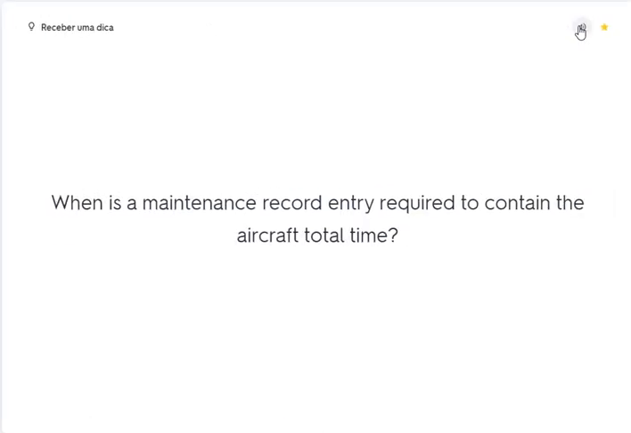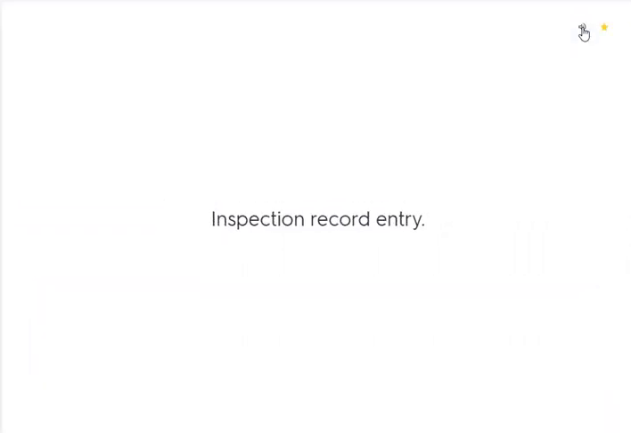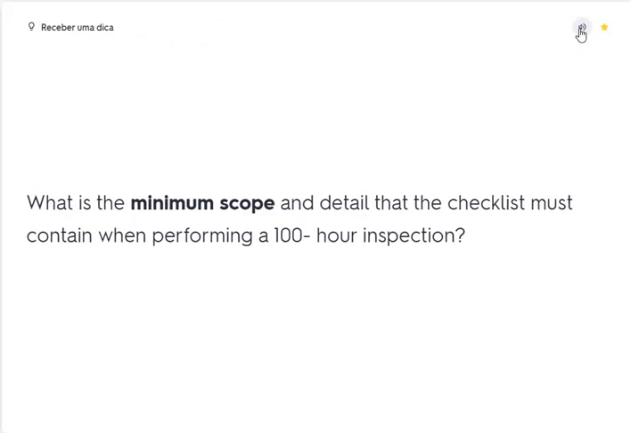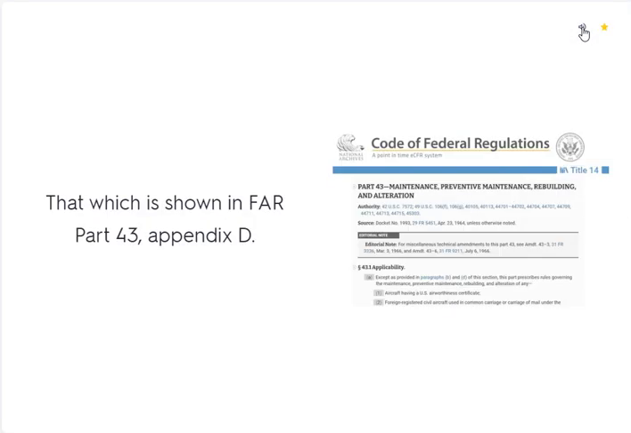When is a maintenance record entry required to contain the aircraft total time? Inspection record entry. What is the minimum scope and detail that the checklist must contain when performing a 100-hour inspection? That which is shown in FAR Part 43, Appendix D.